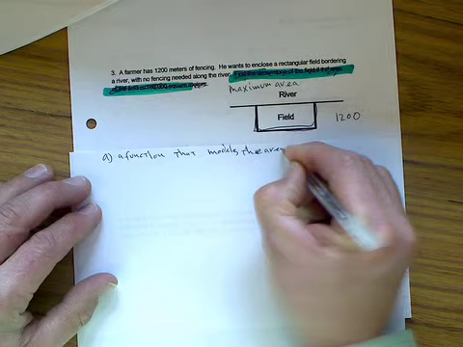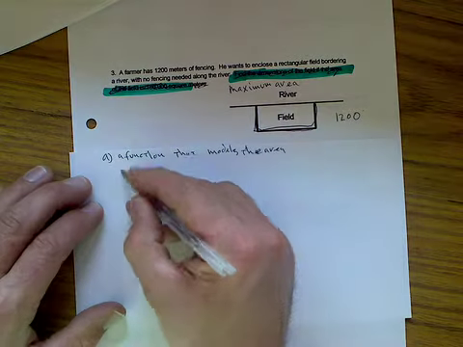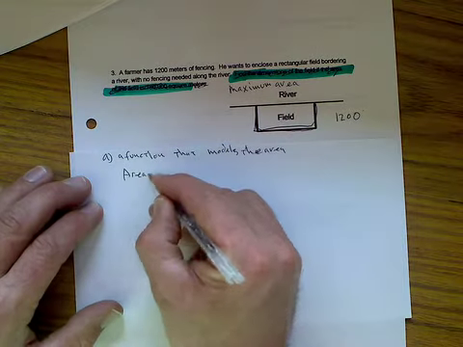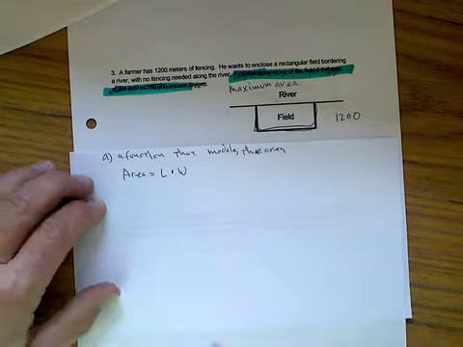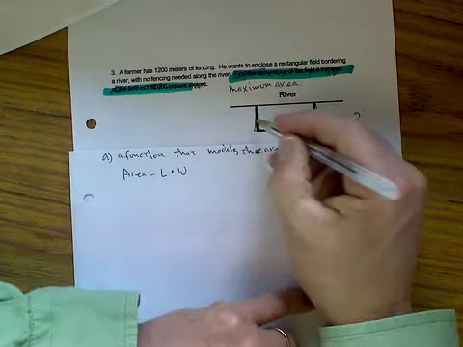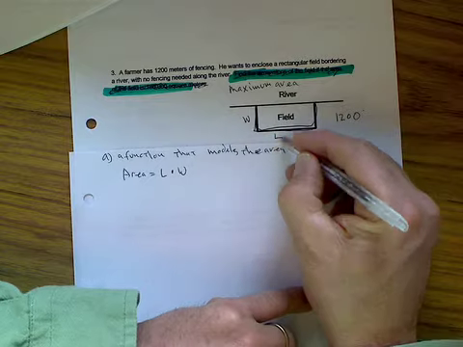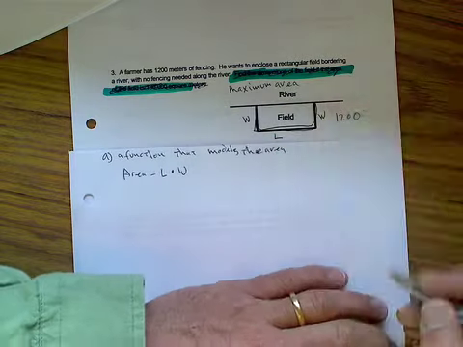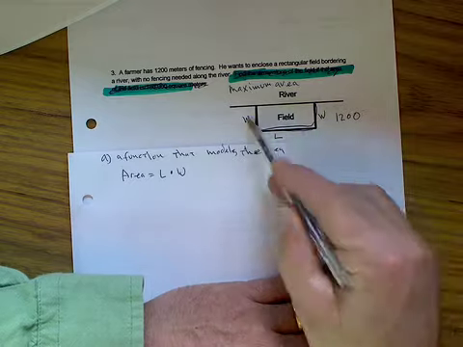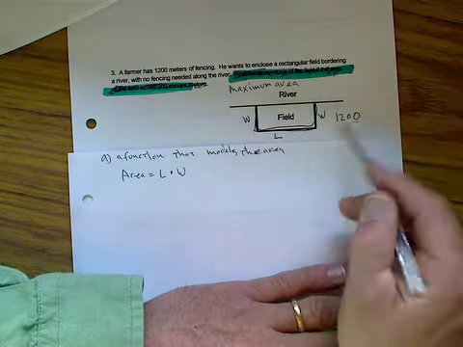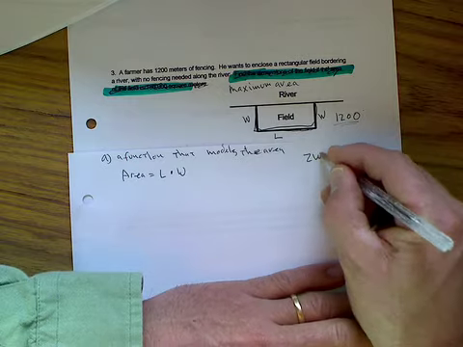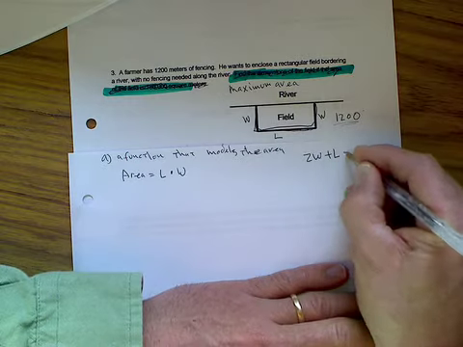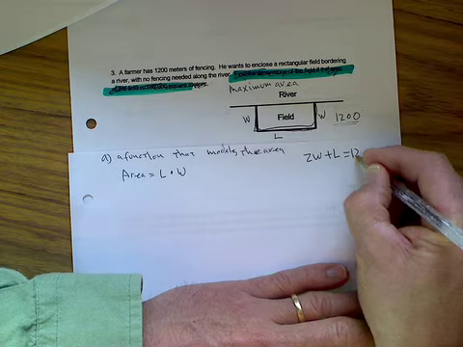And let's see what that's going to look like. So area, we know that area equals length times width. Well, let's see if we can figure out what the width would be. So if we called this the width, and this the length, and this the width, then we know that these three sides together equal this 1,200. So in other words, 2W plus L is going to equal 1,200.